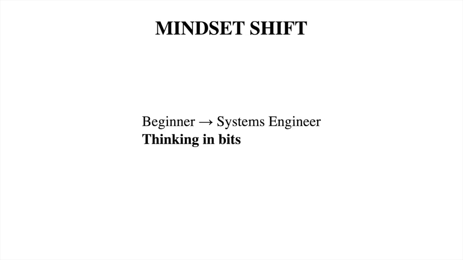If you follow this entire video properly, then you become a systems engineer. So what's the difference between a beginner and a systems engineer? A beginner asks which register to write, and a systems engineer asks which bit controls behavior. That mindset shift changes everything. Bits are the language of hardware. C is a translator. If you control bits correctly, you control the machine.